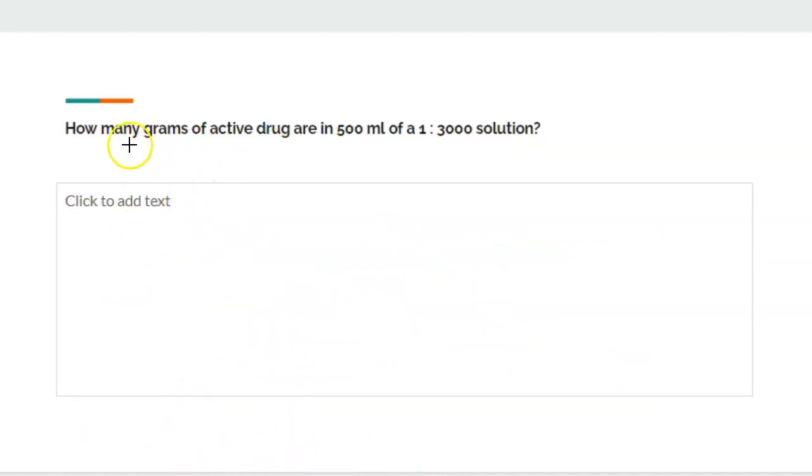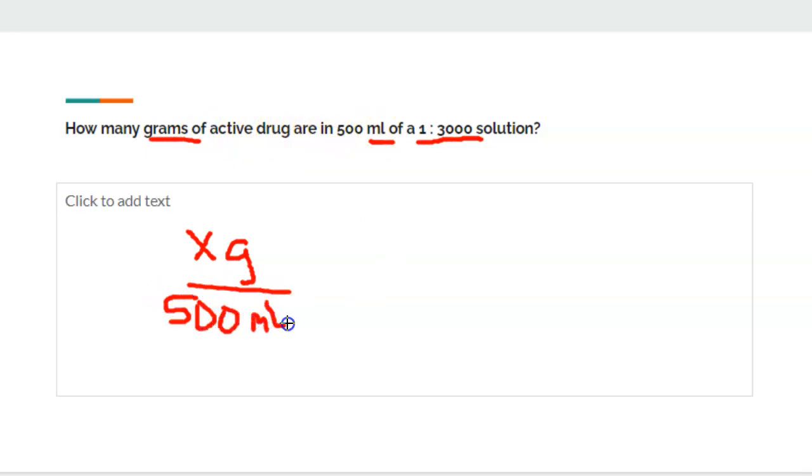How many grams of active ingredient are in 500 milliliters of a 1 to 3,000 solution? Let's put this into a fraction first. We do know that it is a weight over volume, because we have volume here and weight here. I also know it's a weight over volume because it's asking how many grams of active ingredient. So that is my top number: X grams of active drug in 500 milliliters. It's giving you a total volume of 500 milliliters on the bottom.